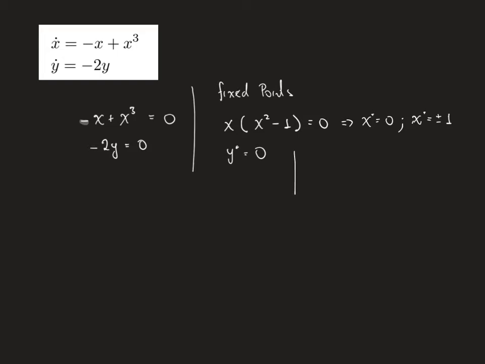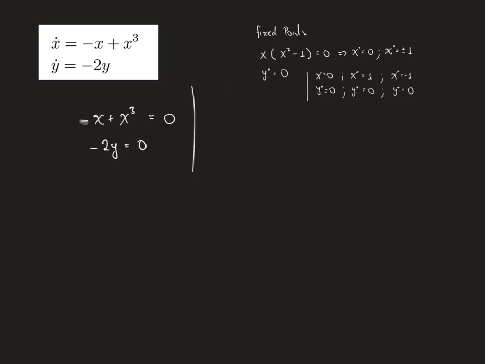So the first fixed point is x star 0, y star 0. The second one is x star 1, y star 0. And the third one is x star minus 1, y star 0. Okay. So we have found the fixed points. What do we do now? We actually compute the Jacobian for each fixed point.